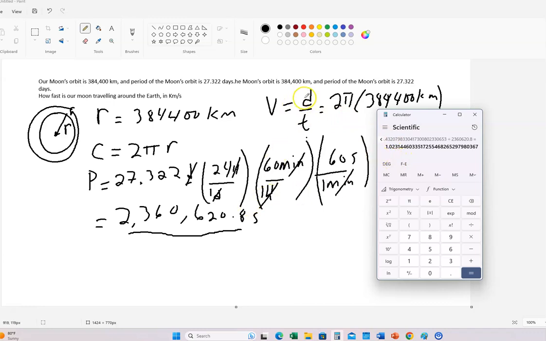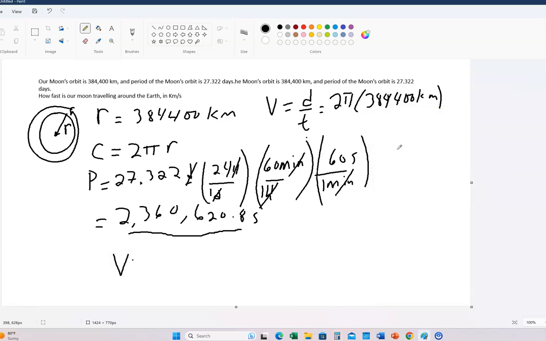That is the calculation. That's the circumference, the distance that the moon travels in its orbit around the Earth, divided by the period in seconds. This in kilometers would be 1.023. We could just round it to 3 places past the decimal. So our velocity, I'll rewrite it down here, turns out to be, in kilometers per second, 1.023 kilometers per second.